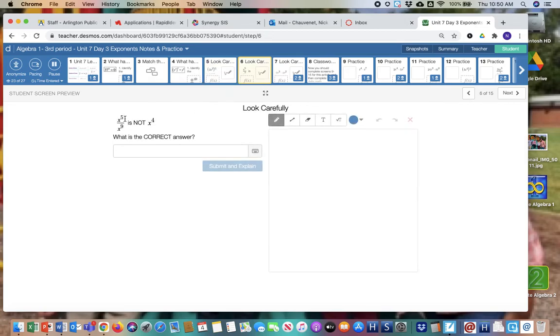All right, so let's look at two more that have these mistakes. So here we go. x to the 5th over x to the 9th is not x to the 4th. So what's the correct answer? Well, again, let's work it out. So when you're asked to divide with exponents, right, what do we do? We subtract. So 5 minus 9. Well, 5 minus 9 is negative 4.